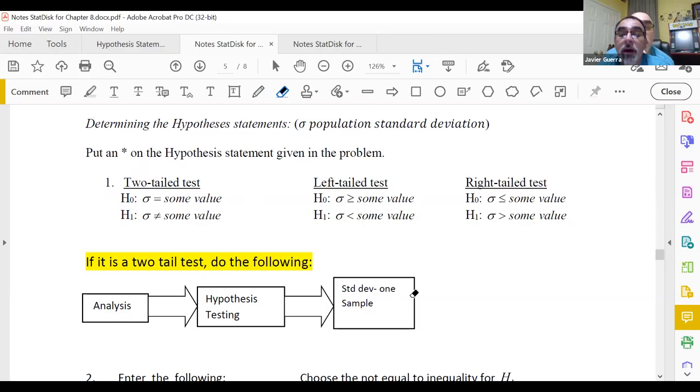All right, so this is what I have, and this is my statement. Sigma is 0.66, therefore the opposite is not equals.